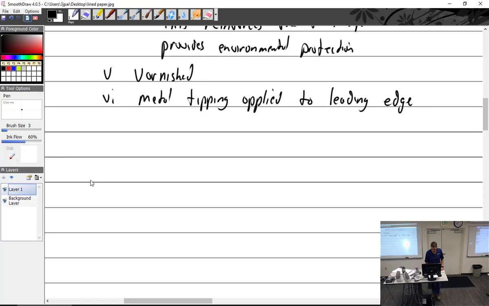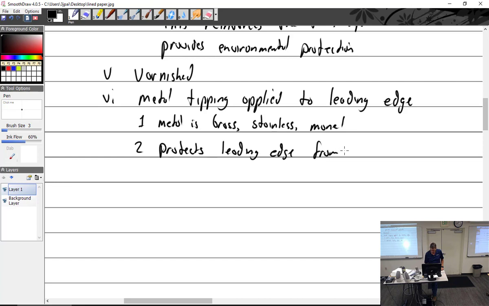So metal tipping, let's see, the metal is brass, stainless, or monel. Protects the leading edge from rocks, FOD, other FOD, rain. It is attached with countersunk screws. That's actually one of the countersunk screws.